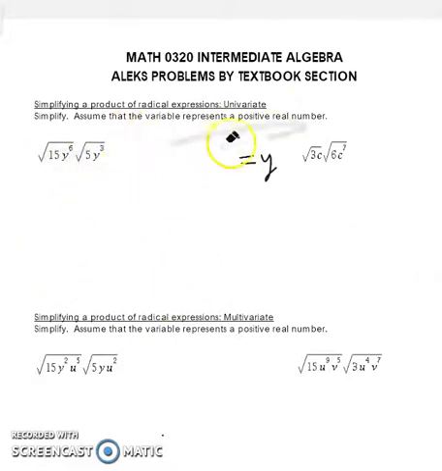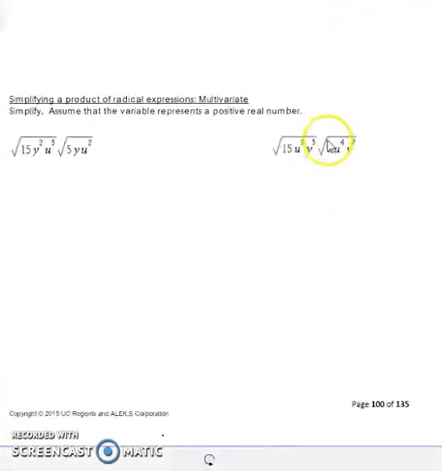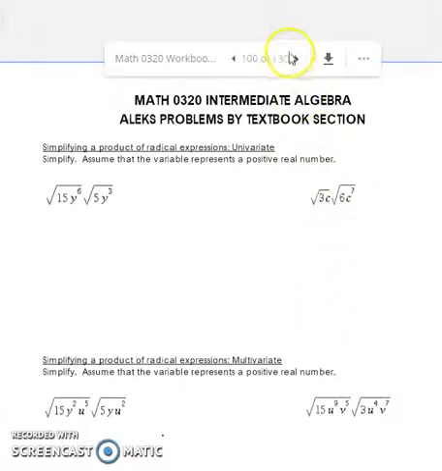Again though, you can always pause, replay, rewind, take it at your own pace. Just make sure you get these concepts because they're not going to go away. Okay, so let's move on.